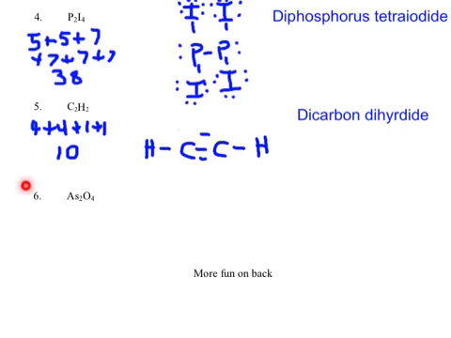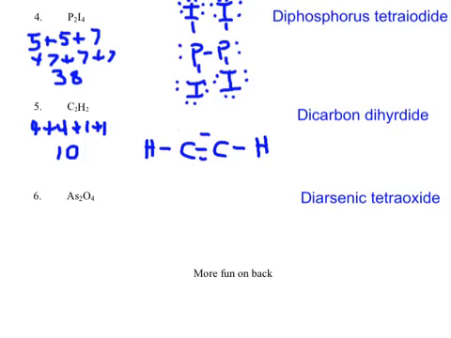Okay, ready for number 6? So let's just name this particular molecule here. This should be fun. We're going to call it diarsenic because I have 2 arsenics, tetraoxide because I have 4 oxygens. Really, all I had to do is use prefixes to tell me how many of these.